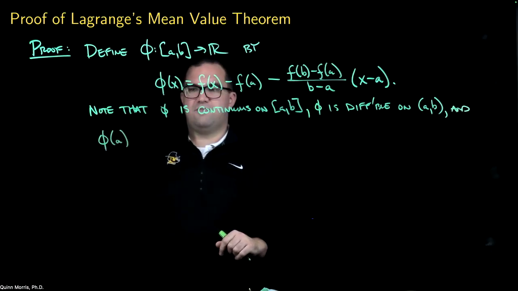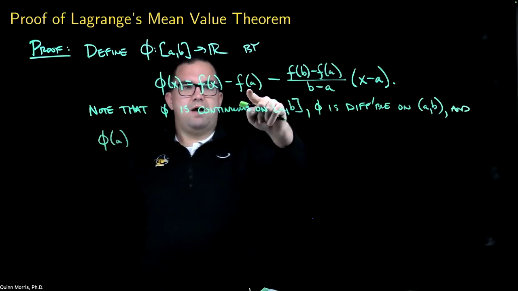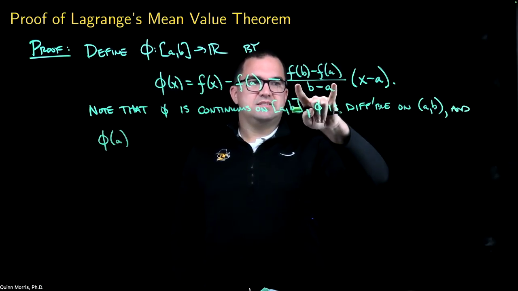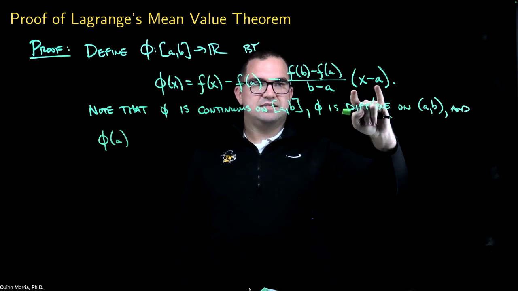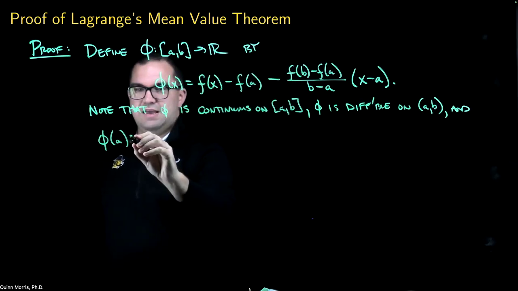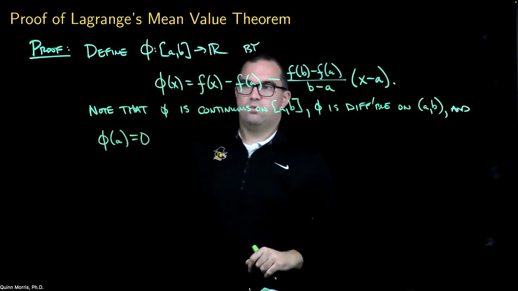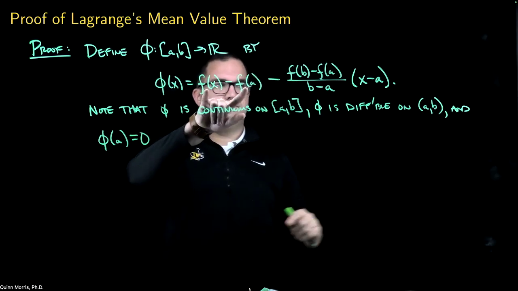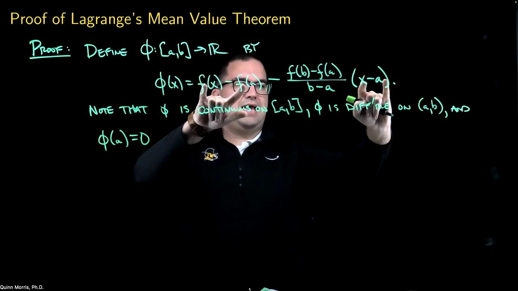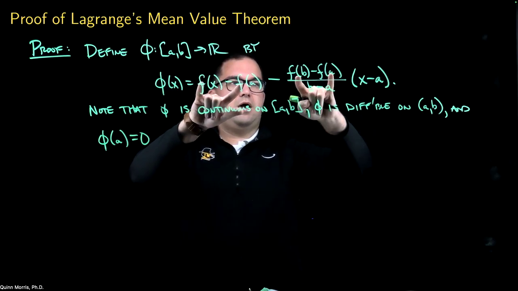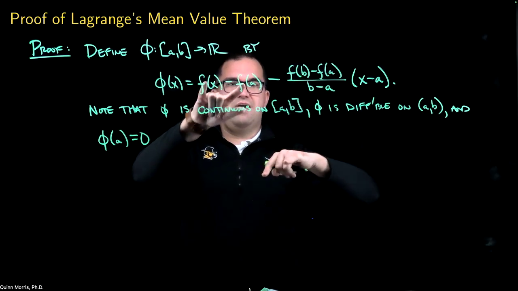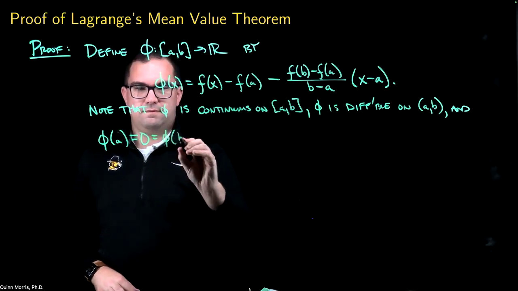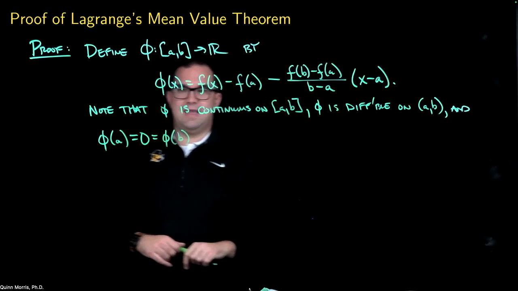let's look at phi of a. If I plug in a for x, I get f of a minus f of a, which is 0. And then I get minus this constant times a minus a, but that's 0. A constant times 0 is 0. So phi of a is 0. What is phi of b? If I plug b in here, I get f of b minus f of a. If I plug in b here, I get b minus a, but that cancels with the b minus a here, and I'm left with f of b minus f of a. So I get f of b minus f of a minus f of b minus f of a, which is 0. So phi is 0 at a and b.